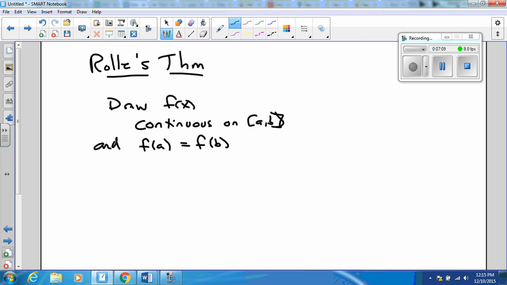Wait, it always equals f(b)? f(a) is equal to f(b). So you've got some interval, right? [a, b]. And I want you to draw a function so that f is continuous and f(a) equals f(b). It can do anything in between, as long as it's continuous.